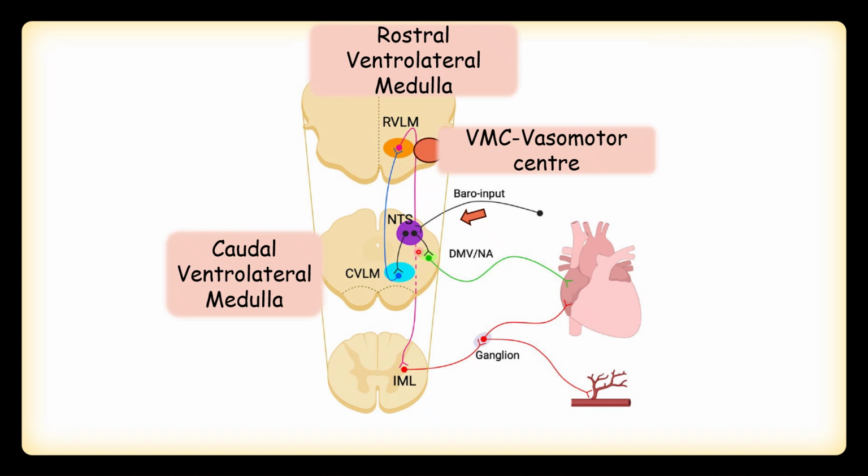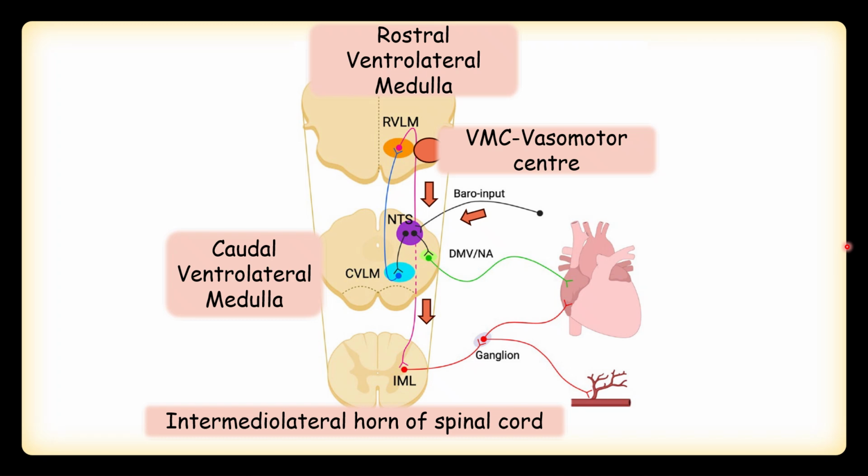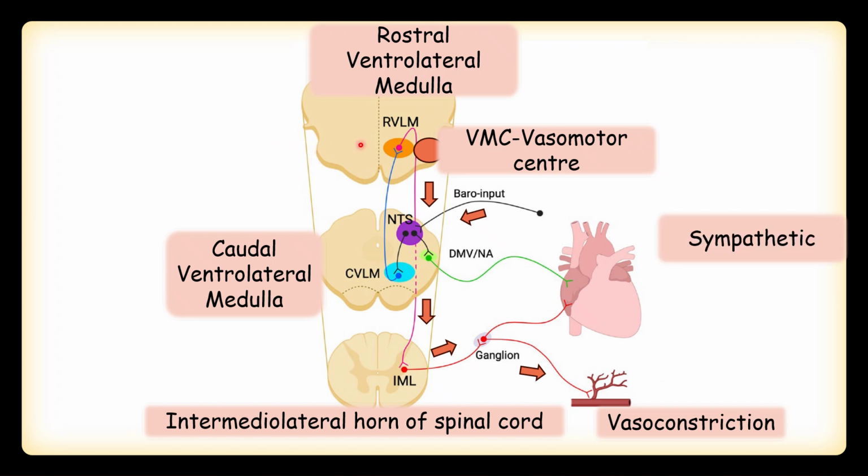Then from the RVLM it passes to the IML, that is the intermediolateral column of the spinal cord. This intermediolateral horn of the spinal cord is mainly concerned with the sympathetic and parasympathetic innervation of the heart. So from this the impulse will be going to the blood vessels and the heart. In the blood vessel, it causes vasoconstriction. So we have to know the main centers are RVLM, NTS. In RVLM is present the vasomotor center which controls the vasoconstriction of the blood vessels.